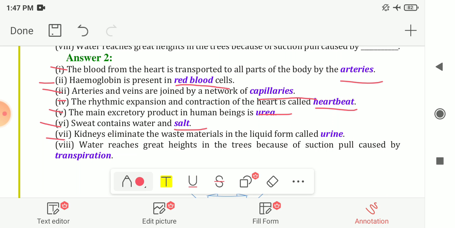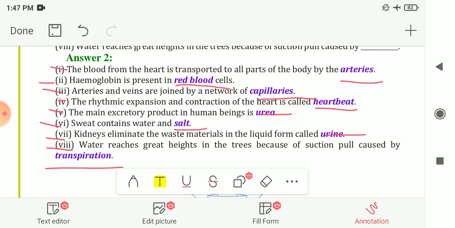Next, seventh number: kidneys eliminate the waste materials in the liquid form called blank. Eliminate means to remove. So the kidneys remove the waste material in the liquid form which is known as urine. So here your answer is urine. Next is number 8: water reaches great heights in the trees because of suction pull caused by blank. Your answer is transpiration. In plants, the water reaches great heights because of the suction pull caused by the transpiration process. So here your question number 2 gets over.